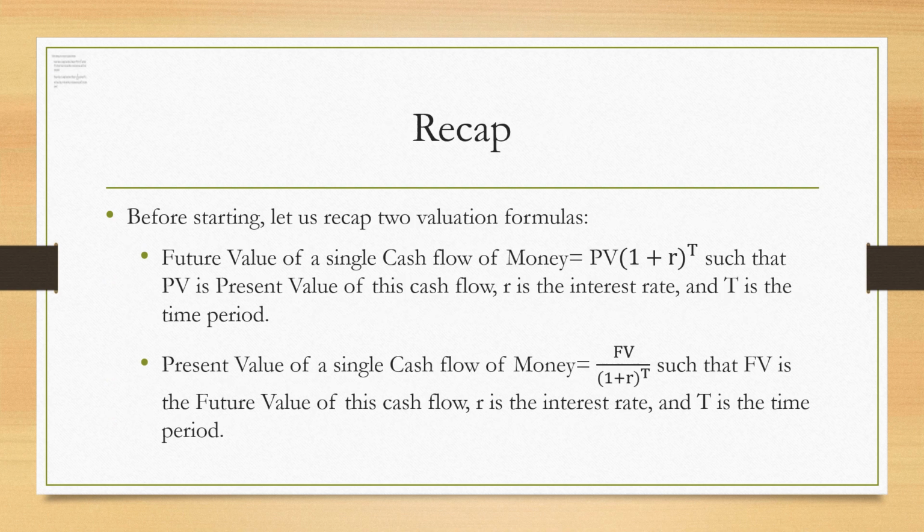Before starting, let us recap two valuation formulas. The future value of a single cash flow of money, which is equal to PV times 1 plus R to the power T, such that PV is the present value, R is the interest rate, and T is the time period. And the present value of a single cash flow of money, which is future value over 1 plus R to the power T, such that FV is the future value of this cash flow, R is the interest rate, and T is the time period.